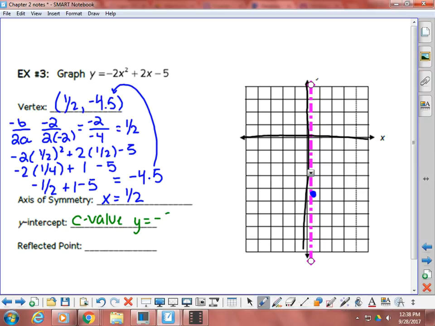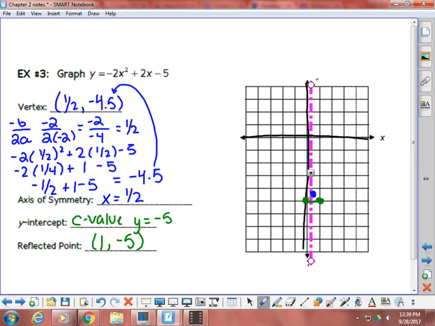So that is y equals negative 5. Okay, so here's 5 right there. So I'm a half a box away, so I'm going to go a half a box this way. So my reflected point is really 1, negative 5. And then remember that we need 5 points in order to graph this.